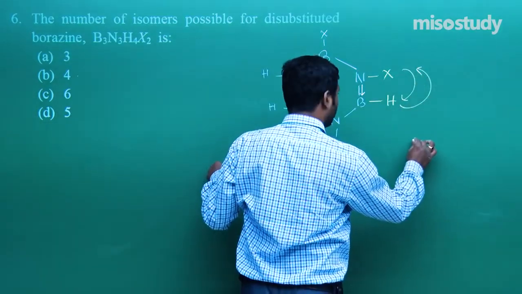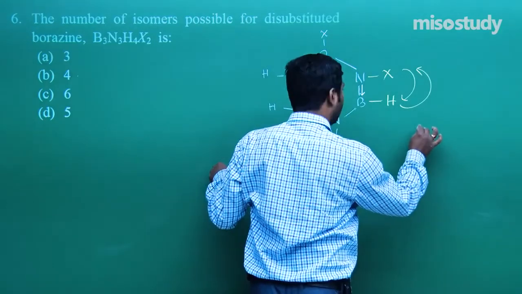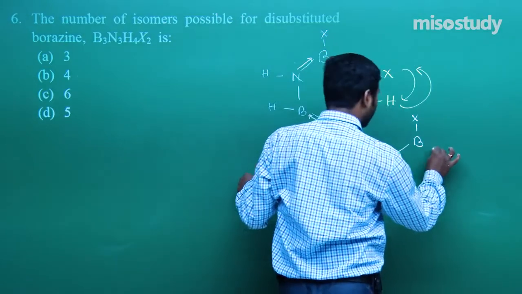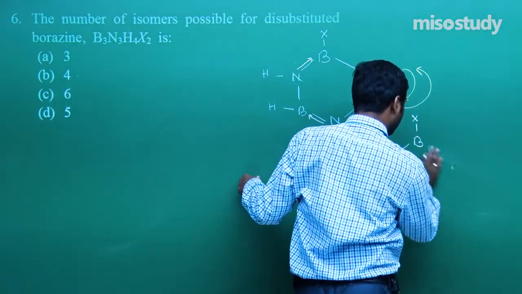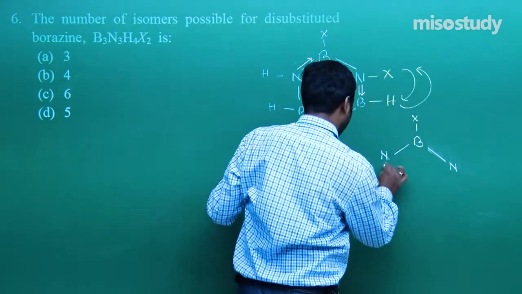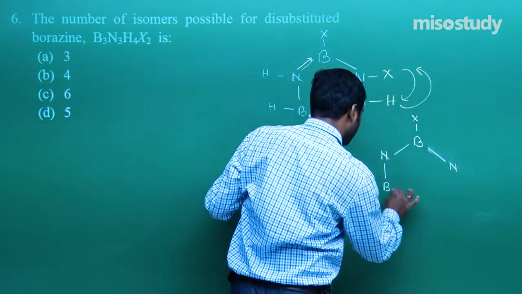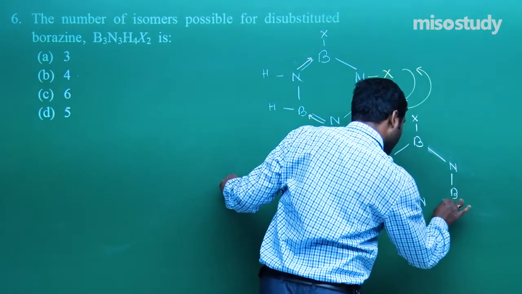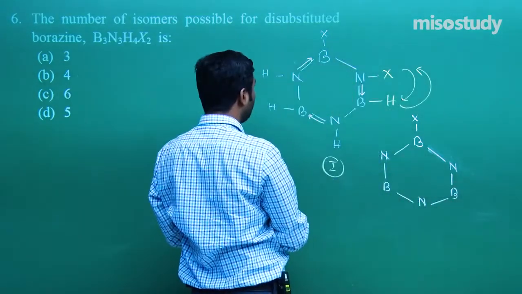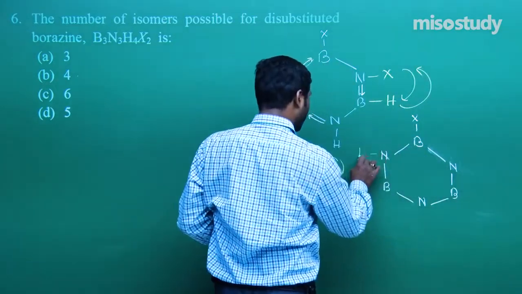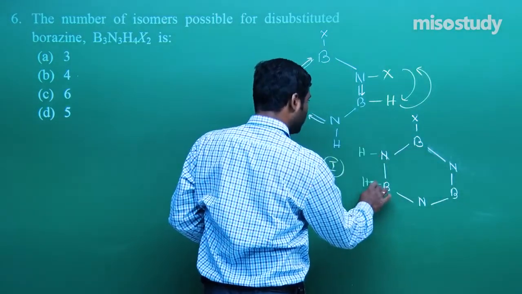Look at this one is B, put here X. This one is N. This one is N. Wait for a moment. Put here N. Now put here B, now put here N, now put here B, now put here N. Clear to you? Now that is X, put here H. This one is H.